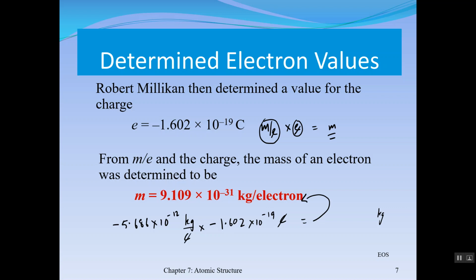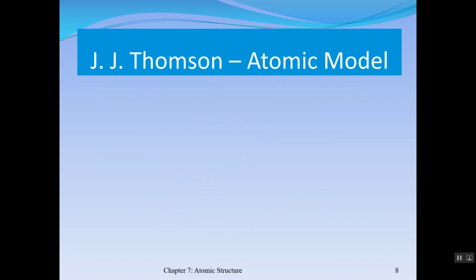Okay, we're going to stop this video here, and the next topic we're going to cover in the next video is how we now know how the electrons are arranged in the atom. We're going to do another bit of historical look at how we arrive at our current understanding of the arrangement of electrons in the atom.